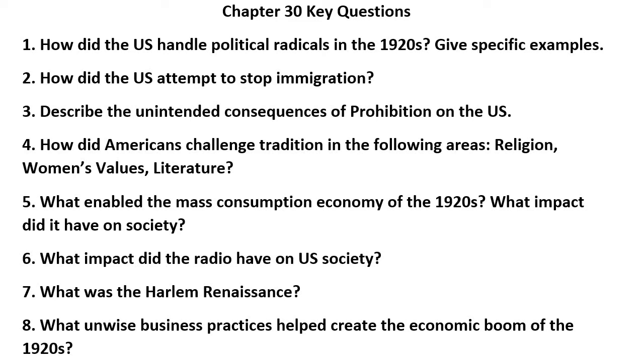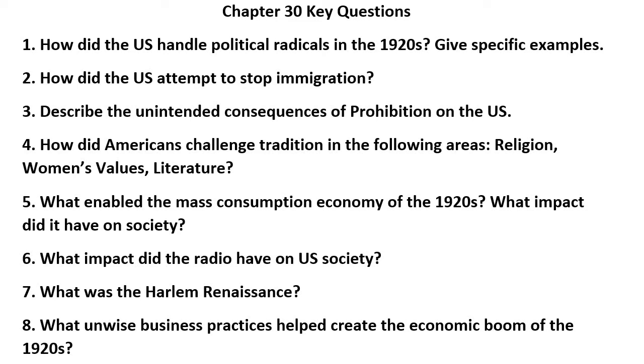Probably the saddest moment in how we try to get rid of political radicals, or how we handle them, is the Sacco and Vanzetti trial, which was the arrest and eventual execution of two Italian anarchists. Unfortunately, there wasn't much evidence that they were guilty of the crime, but they ended up being put to death anyway because of their nationality and because of their political beliefs.